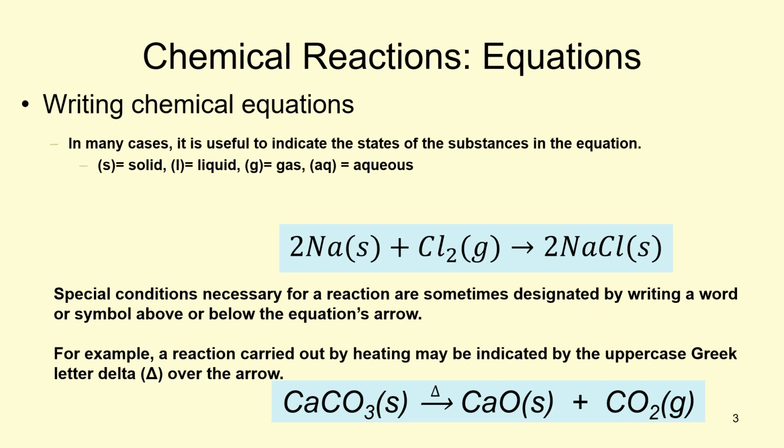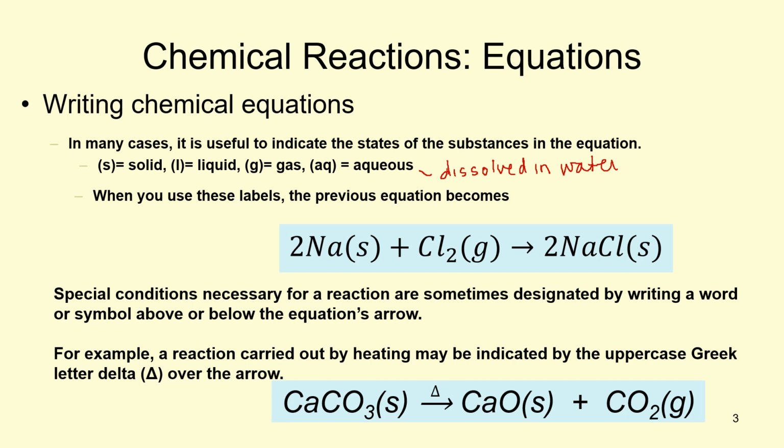A lot of times we want to clarify a little better, and so you'll see symbols indicating the phase of a substance. Like you can see here, solid, liquid, gas. Aqueous, AQ, stands for dissolved in water. Let me write that here. So if we take the reaction that we just looked at, sodium as a solid plus chlorine as a gas will react to give us sodium chloride as a solid.